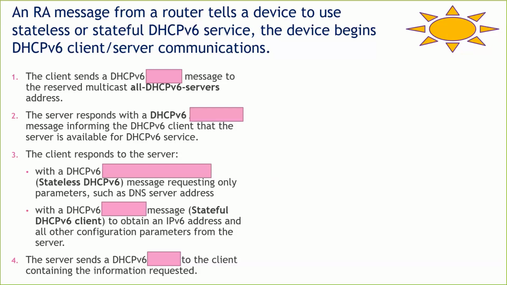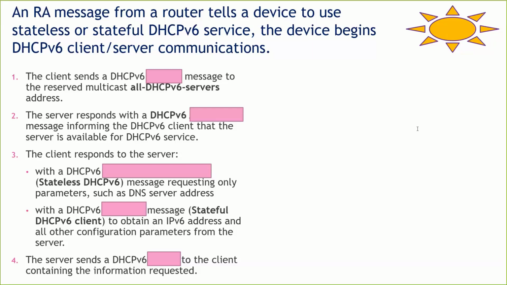So again, we know that the router advertisement is king, right? It does all this work. It sends all these messages. Okay, so who can take this first one? The client sends a DHCP version 6 what message to the reserved multicast all DHCP version 6 server address? Martin, you've got an RS. Can you tell me what an RS is?